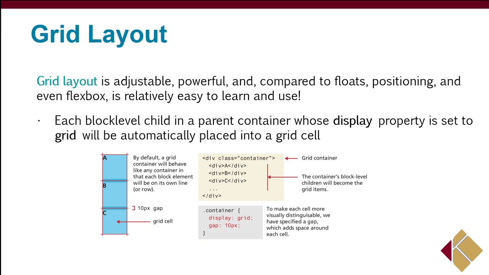So each block level child, remember, we have block content and we have inline content. Blocks are things like divs, paragraphs, images. And then inline are things like spans. So block level content is going to be placed in a grid cell. Imagine it like putting a big piece of graph paper on your website.